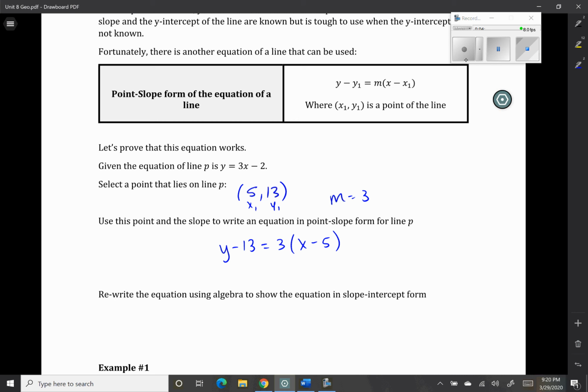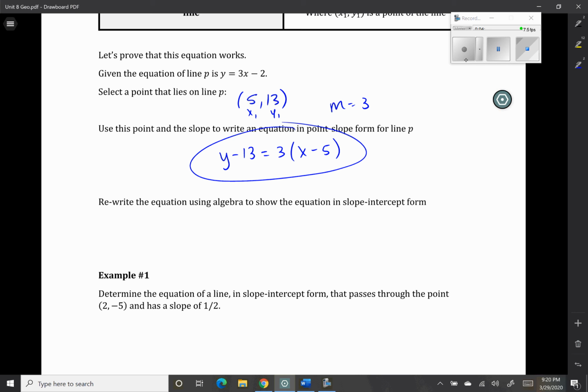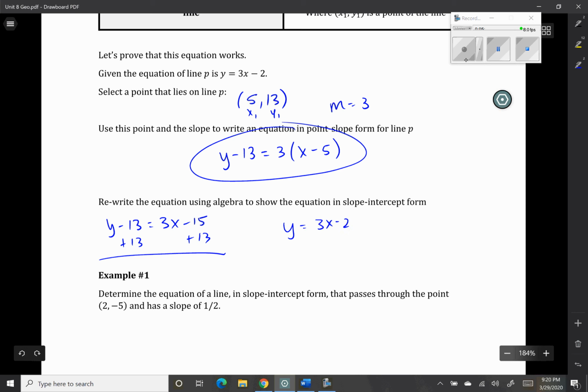In geometry, this is a perfectly acceptable equation of a line. It's just in this new form called point-slope form. Now, the next part says to rewrite the equation using algebra to show that this is the same exact equation we had of y equals 3x minus 2. So if we do some distributing, I get 3x minus 15. If I do some algebra, I get y equals 3x minus 2. So we could see that they're actually the same.